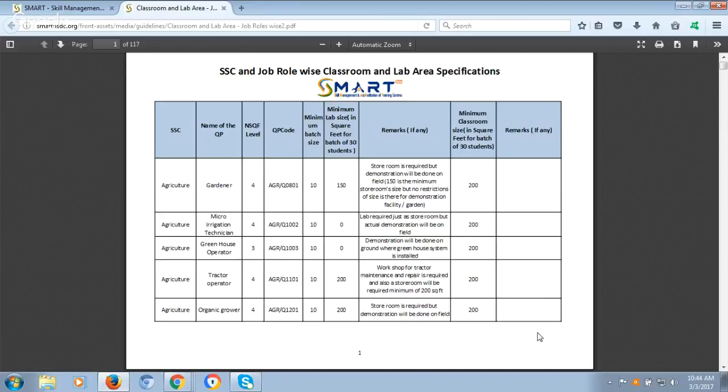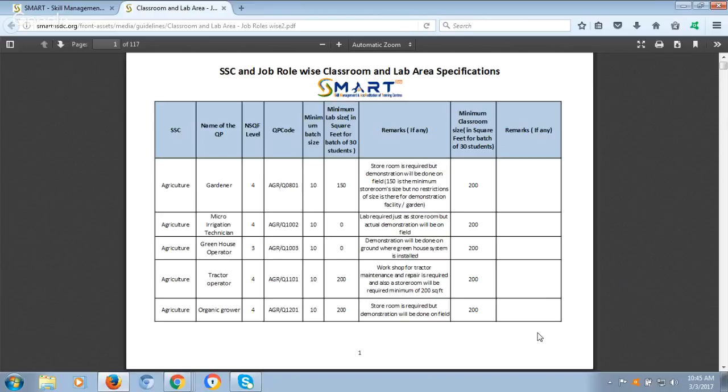Then they have defined minimum lab size. It should be 150 square meters. You cannot accredit any job role if you don't have a lab of this size. Again, there is a remark: storeroom is required, but demonstration will be done in the field. Last is minimum classroom size. Classroom size is 200 square feet. Dimensions, length and breadth can vary. 200 square feet area has been defined.